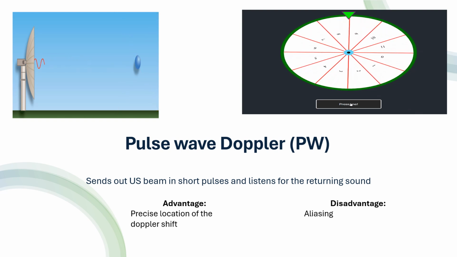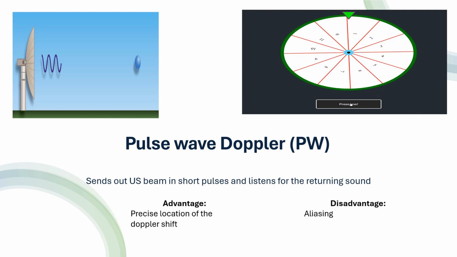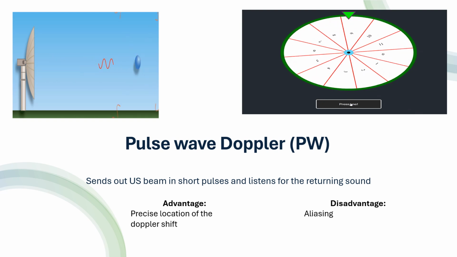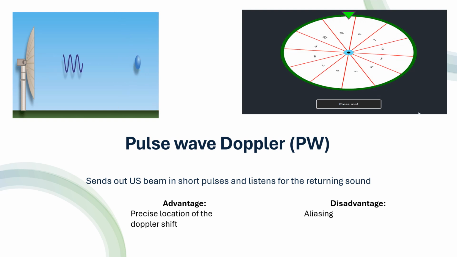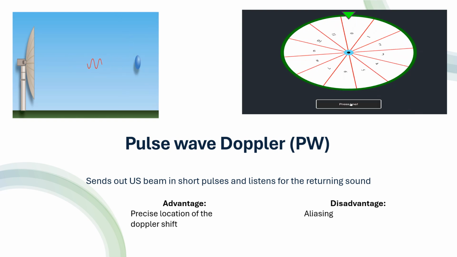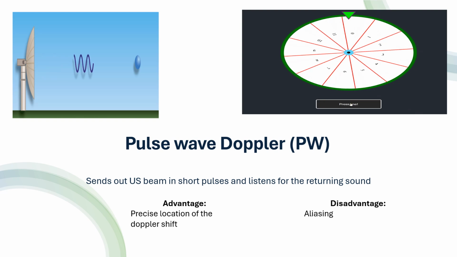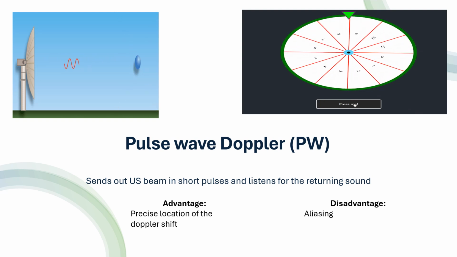So what are some of the ways you can decrease aliasing artifact? First, you can use a lower frequency transducer, which allows an increase in pulse repetition frequency. You can reduce the depth of the interrogation area, which also increases the pulse repetition frequency. And obviously, if nothing else works, you can use continuous wave Doppler, which we'll talk about in a little bit.